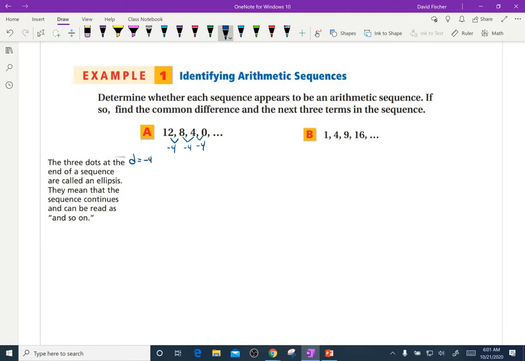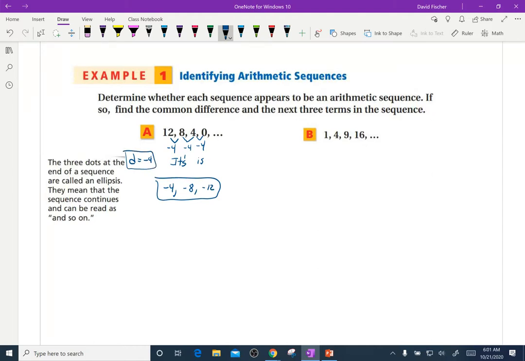Now the directions say if it is an arithmetic sequence, we determine, is it an arithmetic sequence? We say yes, it is. And then they said, well, find the next 3 terms. Well, if I take 0 and take away 4, my next term is going to be negative 4. Then I'll have a negative 8 and a negative 12. Nice and easy. Okay, so my difference is, and usually we notate that as d equals negative 4.